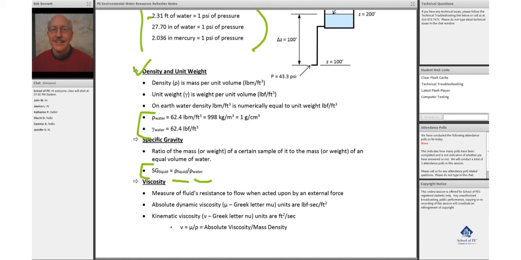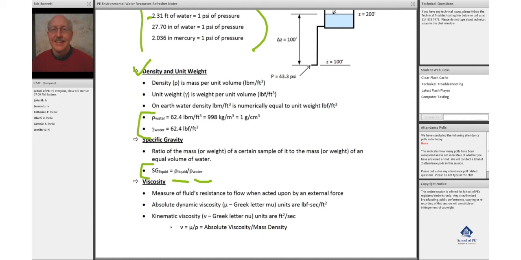For instance, the density of an oil or hydrocarbon is less than the density of water, so it floats on top of the water, right? Specific gravity would be less than 1. Acids, caustics, and other chemicals and some sludges are going to have a density greater than water, and so they're going to have a specific gravity of greater than 1.0.